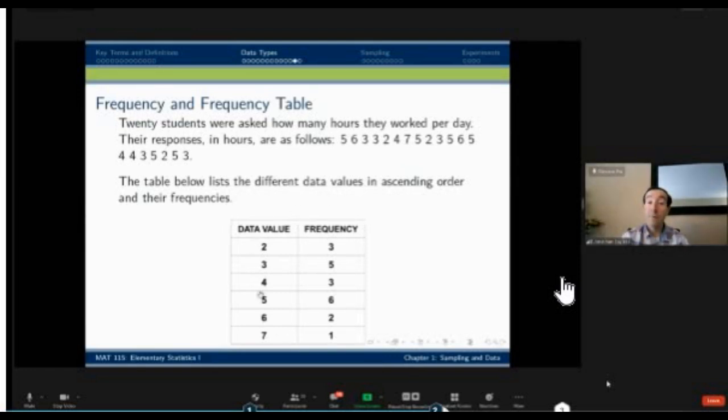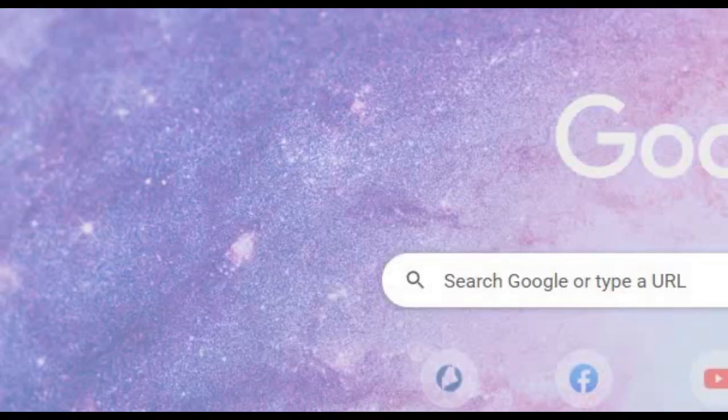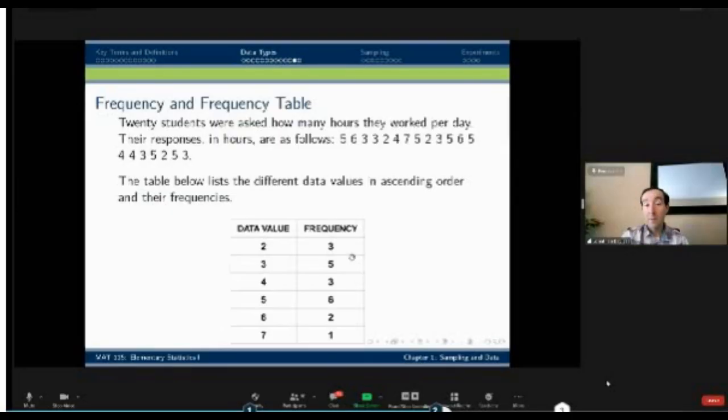So this is what's called a frequency table. That's where I list out the different data values that I observed. Each one has a different row. And in the next column, I simply give the frequency, which is a count. How many times did I observe that particular data value? The 3 here tells me there were 3 values of 2 in my data set. The 5 says there were 5 values equal to 3. There were 3 4s, there were 6 5s, there were 2 6s, and 1 7. So this frequency you can think of as just a count.